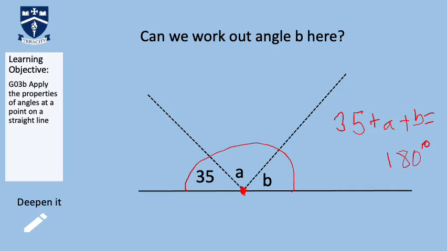The two unknowns here are A and B. So in order to work out B, I need to know what A is. I can do 180 take away 35, and that gives me just A and B, but I don't have enough information here to separate the A and B, so we cannot work out angle B here, as we do not have angle A. That should be your explanation.